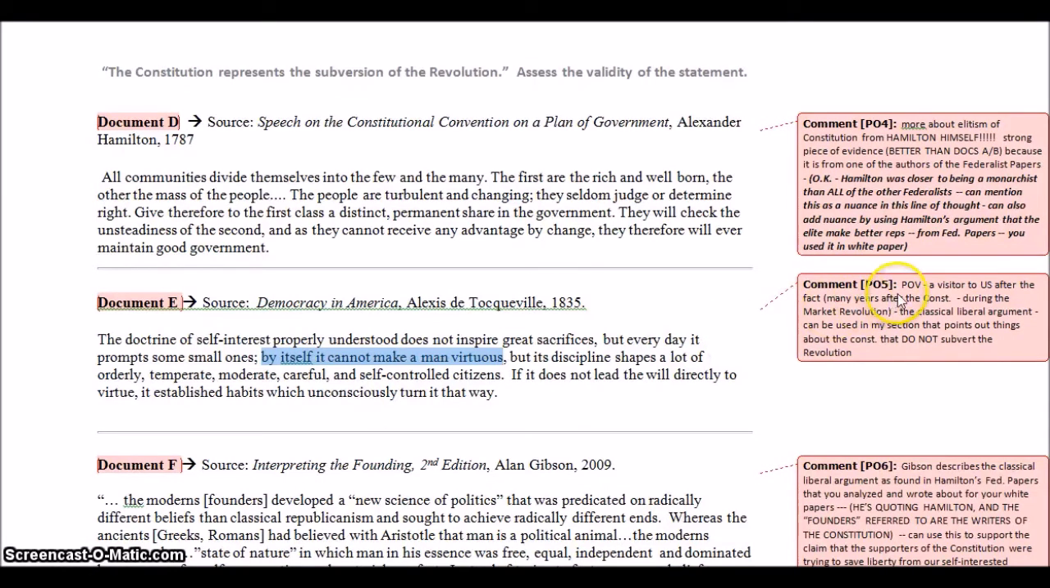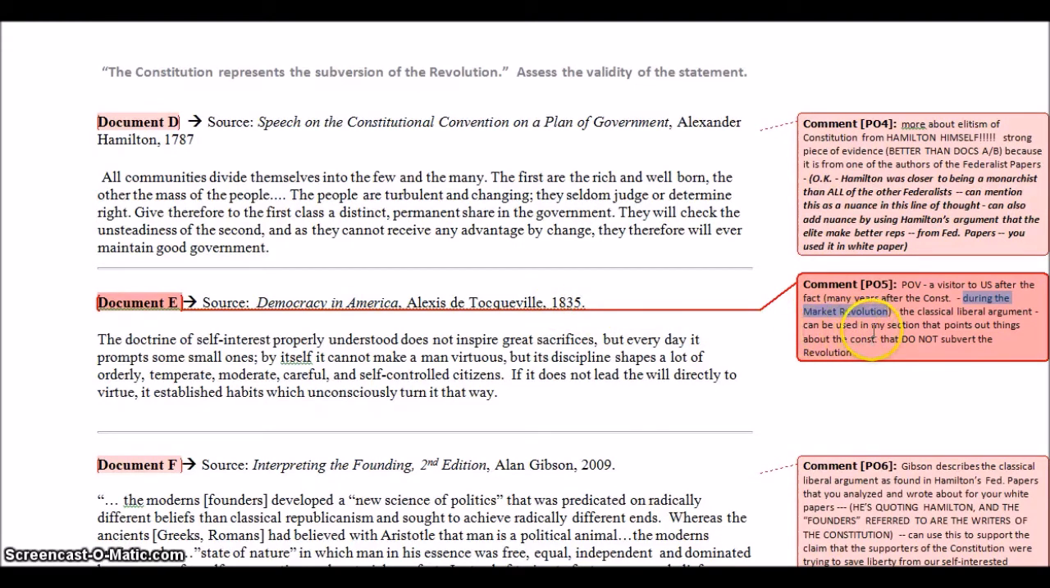All right. So what I have over here is he was a visitor to the U.S. after the fact, many years after the Constitution. And this is part of the reason why I waited so long to have this done. It was during the American Revolution. And as you may remember from class, the 1820s to 30s to 40s is when Hamilton's vision really began coming to the forefront. So it makes sense that Tocqueville was here in 1835, and he saw these things.